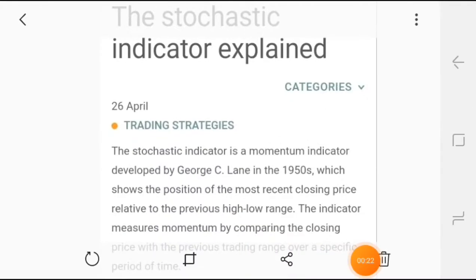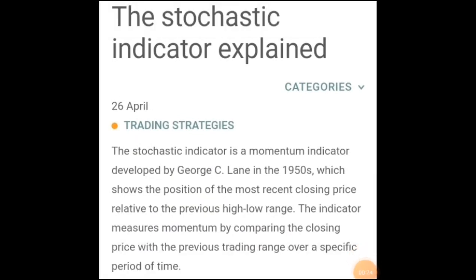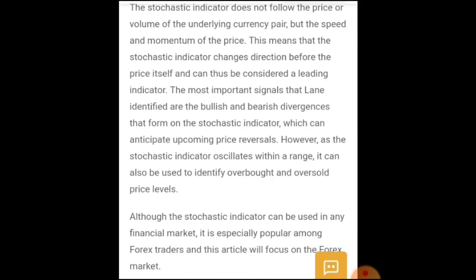Okay guys, now what is the stochastic indicator? The stochastic indicator is a momentum indicator developed by George C. Lane in the 1950s, which shows the position of the most recent closing price relative to the previous high or low range. The indicator measures momentum by comparing the closing price with the previous trading range over a specific period of time. The stochastic indicator does not follow the price or volume of the underlying currency pair, but the speed and momentum of the price.